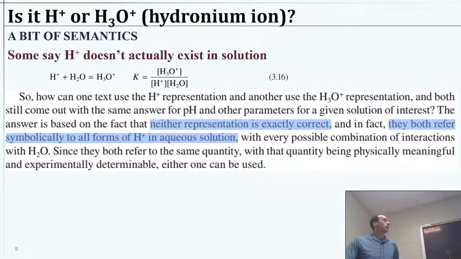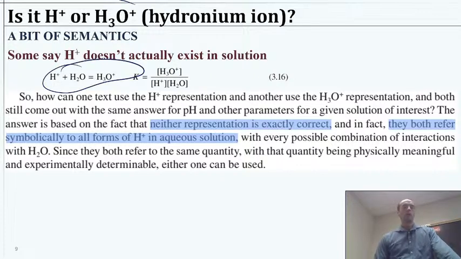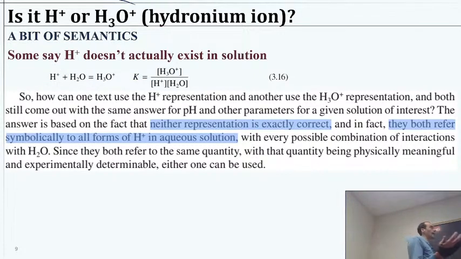Okay, so here's a bit about that debate. The hydronium ion is H2O with an extra H, so H3O plus. Mostly it's a bit of semantics. Some say that H plus doesn't even exist, and we should instead say there's an equilibrium between H plus and H2O to get H3O plus. Now, anytime we see an equilibrium reaction like that, presumably there is some of each there.